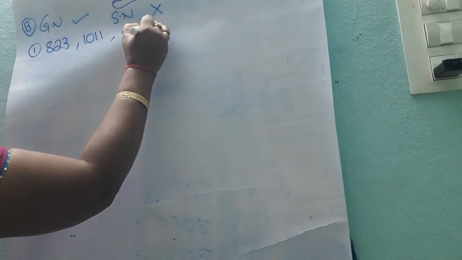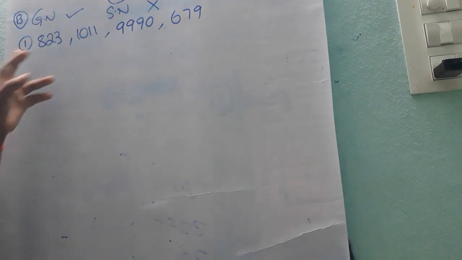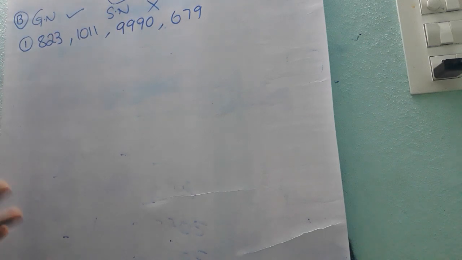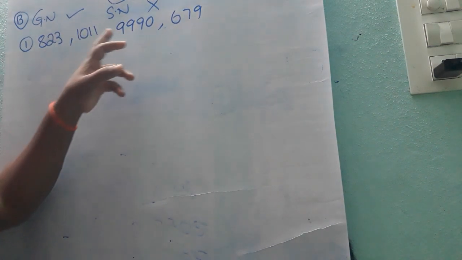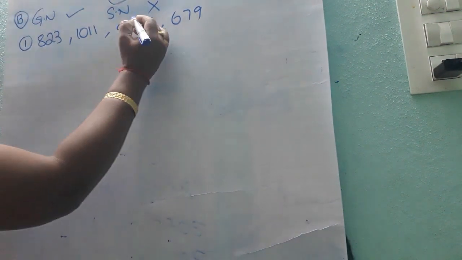Next, 9,990, 679. See these numbers, children. They are asking to give a tick mark for the greatest number. See the digits given: 3 digits, 4 digits, 4 digits, 3 digits. So the 3-digit one is smaller and the 4-digit one is greater. In this, which is greater? 9,990, 1,011. 9,000 is greater. So give a tick mark for that.